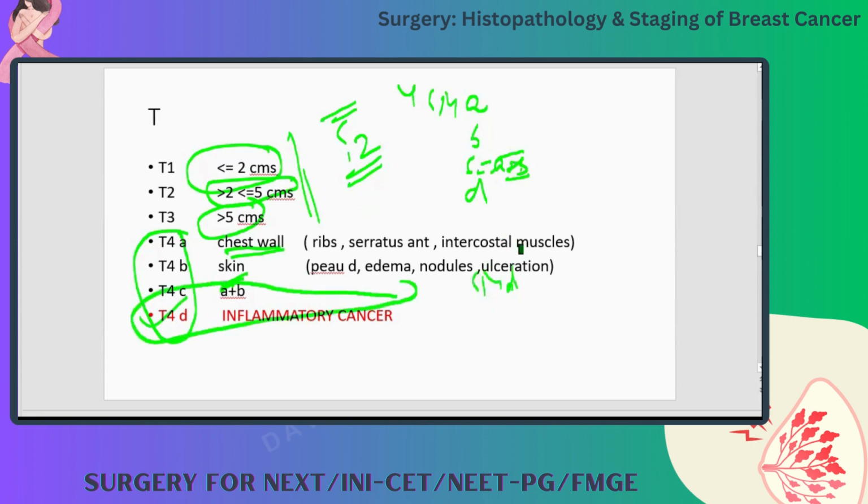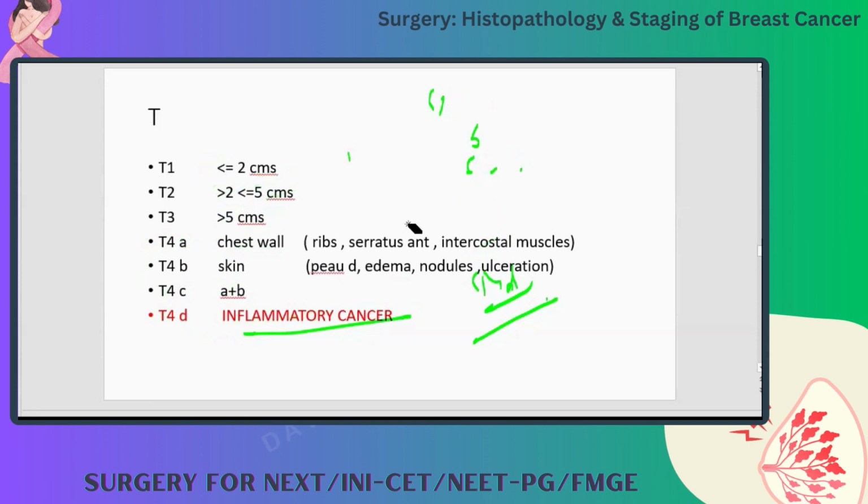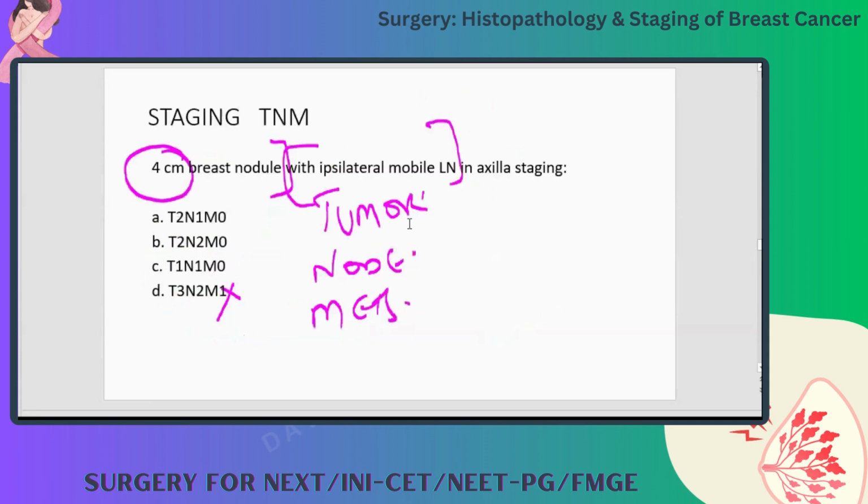So this alone is an MCQ. T4D is inflammatory cancer. And how is the prognosis of inflammatory? Good, bad, worst? It's the worst. Okay. Sir, can you show that question again, please? Yes, one minute. Thank you, sir. Got it.